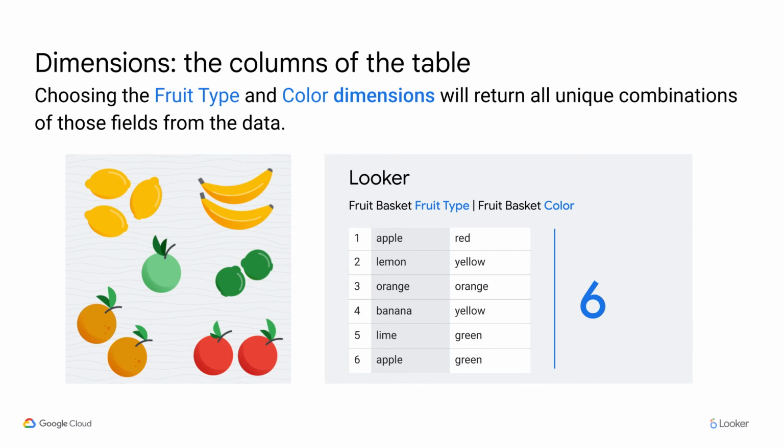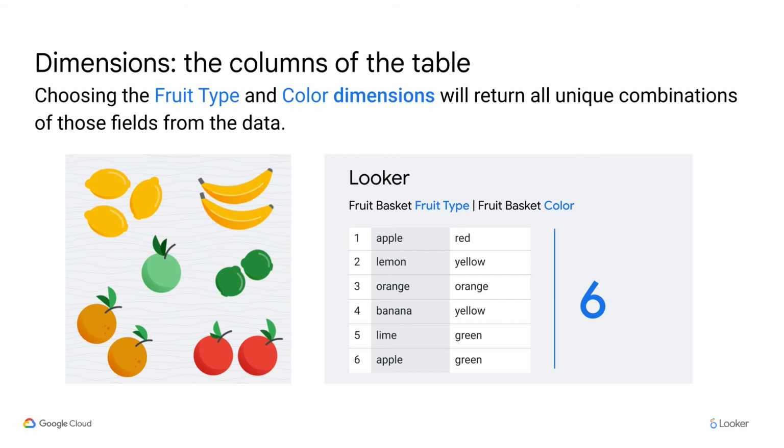Be aware that selecting multiple dimensions may result in more rows or different groupings than you may have initially expected. In analytical queries, the dimensions are grouped by the different unique ways in which they can be combined, such as both fruit type and color.